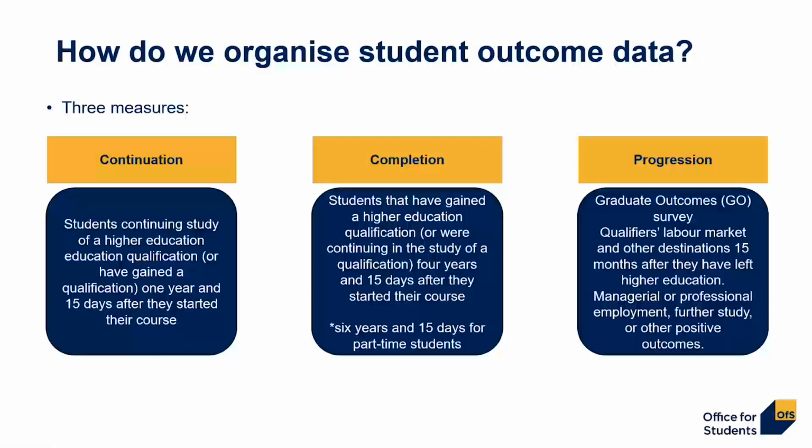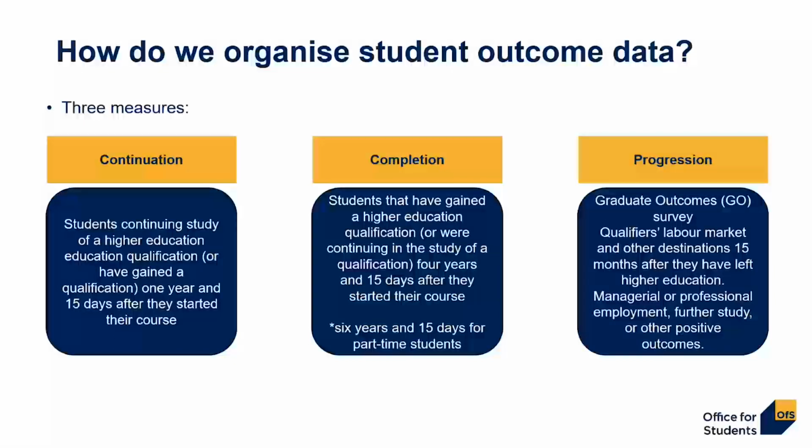The student outcome data has three measures for individual providers: continuation, completion, and progression. Continuation measures report the proportion of students continuing in the study of a higher education qualification, or that have gained a qualification 1 year and 15 days after they started their course, or 2 years and 15 days for part-time students.